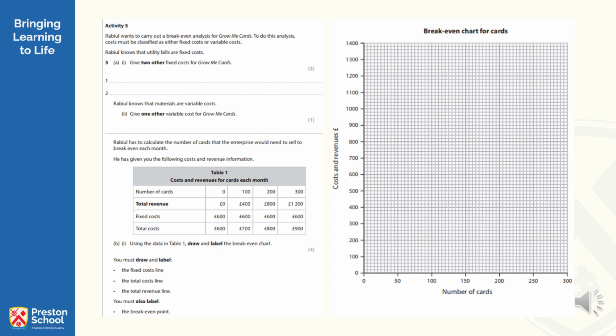This question here is about break-even and requires you to show your understanding of the terms fixed and variable costs, and then take the data and turn it into a graph, which is labelled correctly. Again, with this question you have to refer to the Grow Me Cards case study in all your answers.